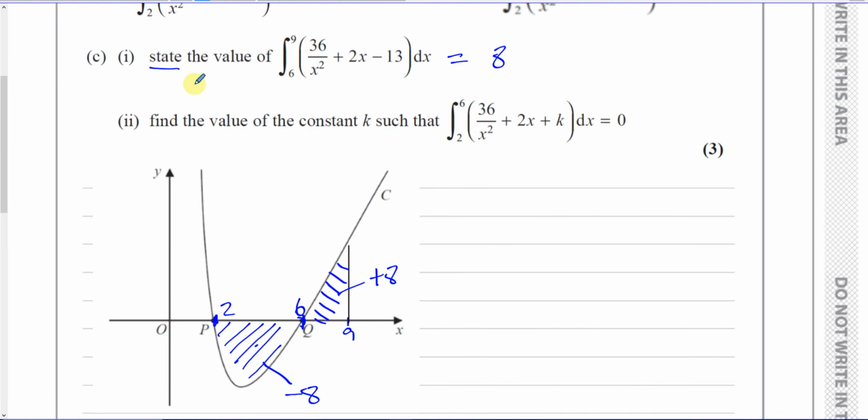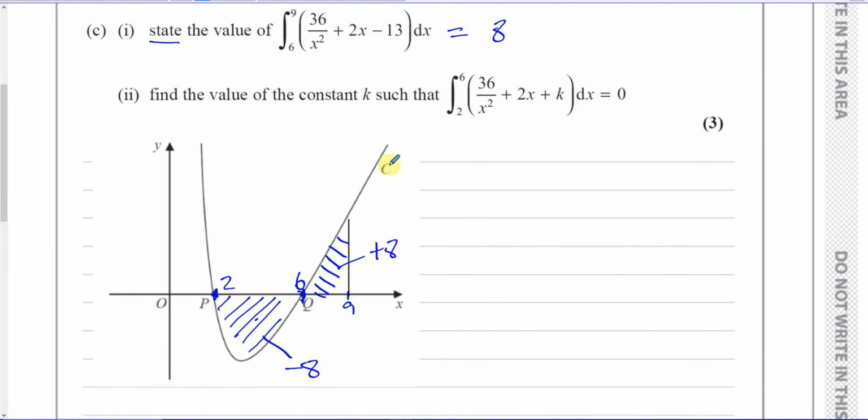It's probably just worth 1 mark, and there's not really any calculations involved. Then it says find the value of the constant k such that the integral between 2 and 6 of this function, but it's slightly different now. You've got the same thing in the beginning, but you've got plus k with respect to x is equal to 0. So basically, the easiest thing to do is just integrate this, which we already did on the other page.